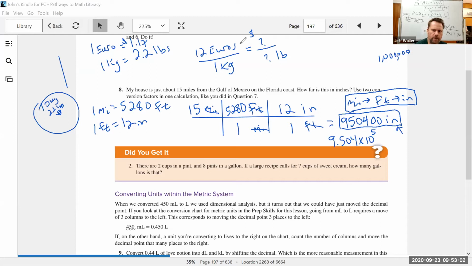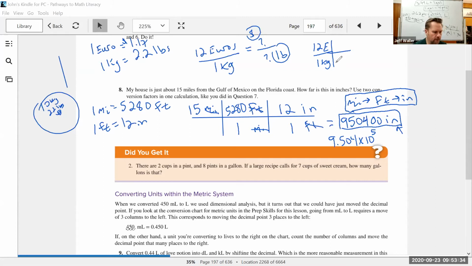All right, let me clear this out of here. Let me get some room. So here's how it's going to work. I'm going to write 12 euros per kilogram. Now, I don't want euros or kilograms, but let's focus. Which one do you want to kill first? We've got to kill both of these because I don't want either one. I want dollars and pounds.